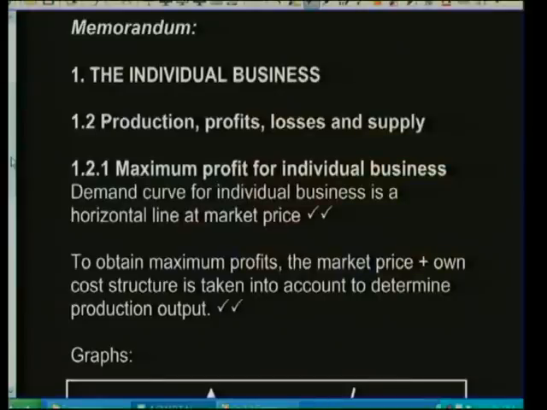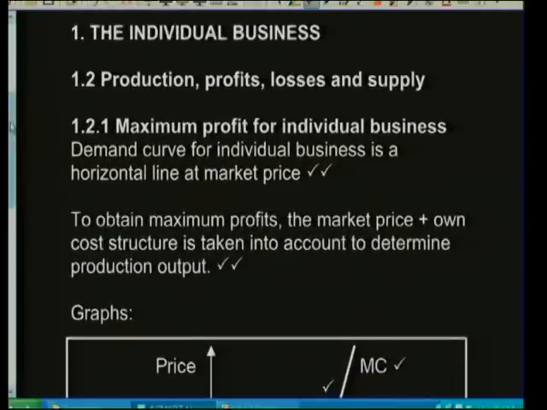Now moving on to the next part, the role of the individual business: production, profits, losses, and supply. How do I discuss that? In other words, if I have this as a heading, I do not repeat what I have in my heading just by putting it in a sentence. I have to elaborate, and I have to make it clear by making use of an example.